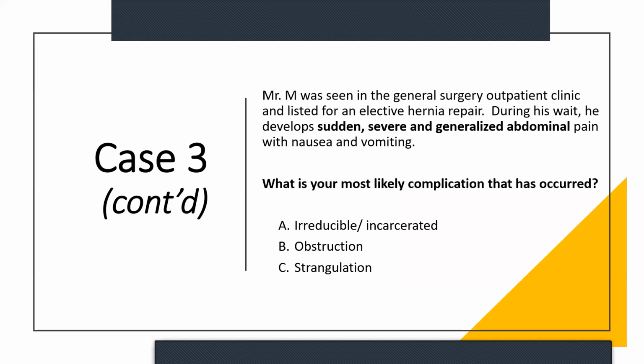So continuing on this case, Mr. M was seen in the general surgery outpatient clinic and listed for an elective hernia repair. However, during his wait, he developed sudden severe generalized abdominal pain with nausea and vomiting. So what is the most likely complication that has occurred? Is it irreducible or incarcerated, obstructed, or strangulated?